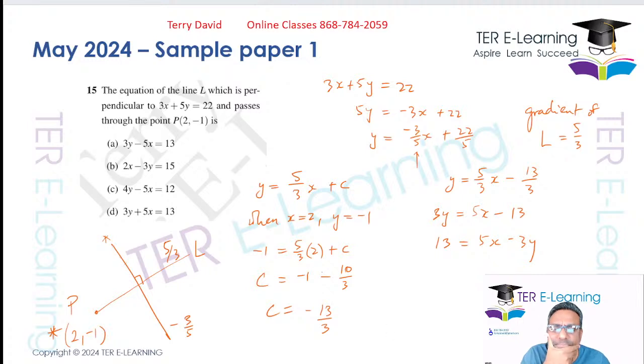I'm going to double check my answer here. It's looking a little off. 3x plus 5y is 22. So 5y is negative 3x plus 22. Then we divide by 5, so that's negative 3/5 x plus 22 over 5. So this seems correct here. So the gradient of this line L has to be 5 over 3, so this is also correct. So that's y equals 5 over 3 x plus c. x is 2, y is minus 1.